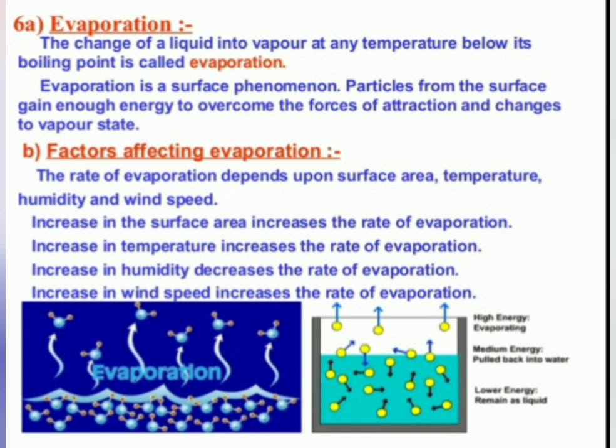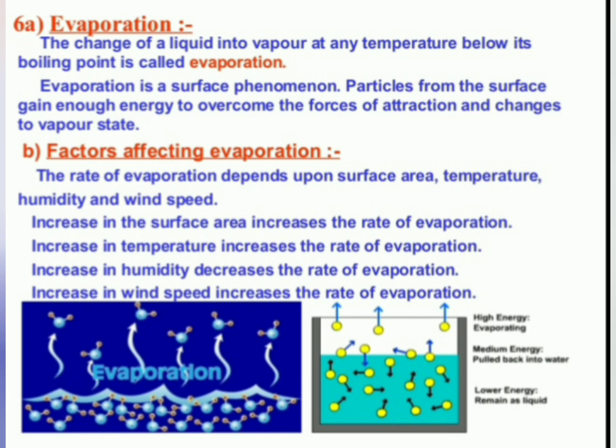Okay, next, an increase in the surface area increases the rate of evaporation. How? Here the surface area is more and the spreading of water is also more, so evaporation increases. This is the main point. Second point, an increase in temperature increases the rate of evaporation. Whether the temperature is cold or hot, the hotter it is, the more the rate of evaporation. An increase in humidity decreases the rate of evaporation.